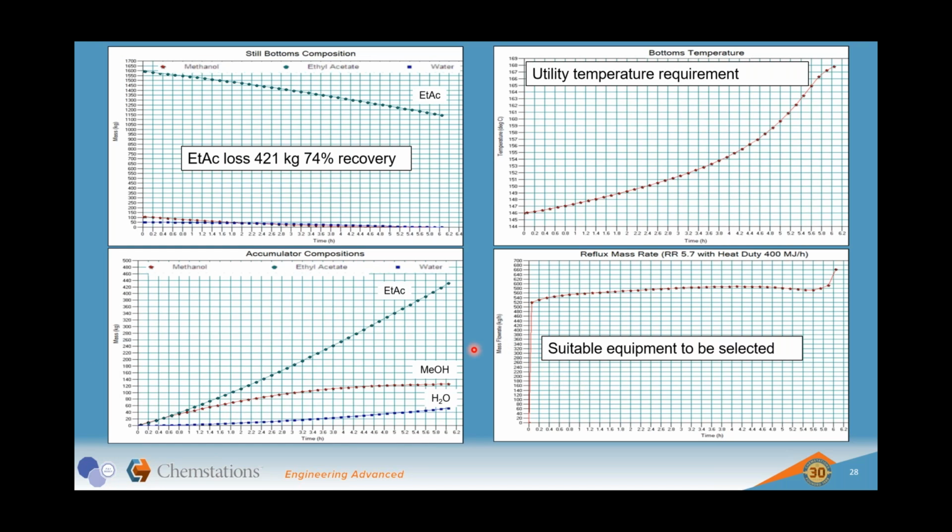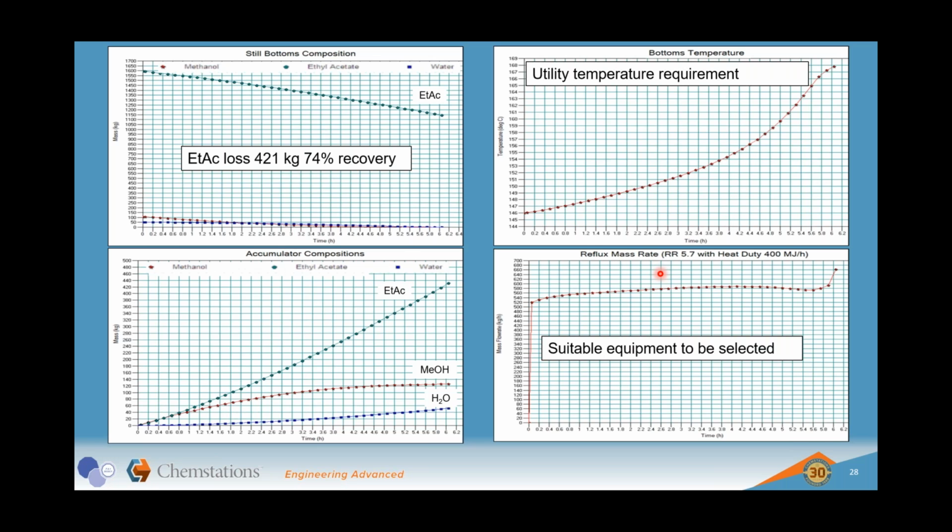And this is the summary of the distillation. We've essentially, ethyl acetate loss was 421 kilograms, and we had a 74% recovery. So what this unit actually does for us, it sets out the basic process in terms of numbers of steps, what cuts we're taking, what compositions we're changing the steps at. It gives us the basic operation.